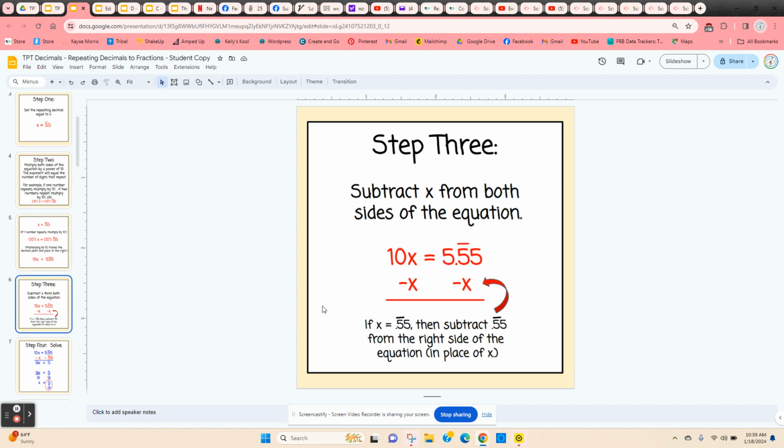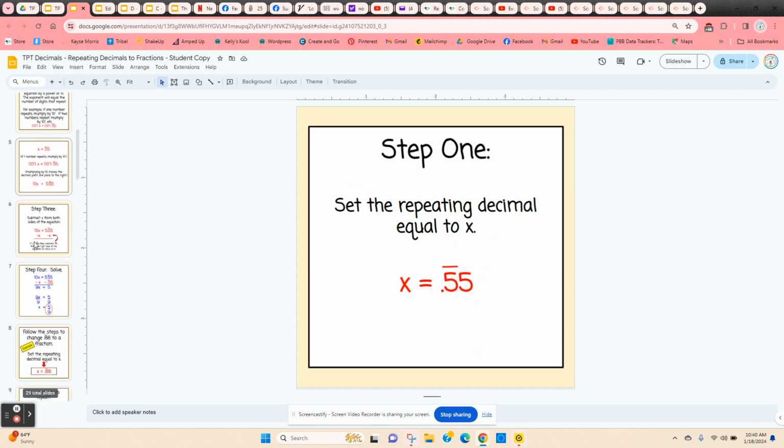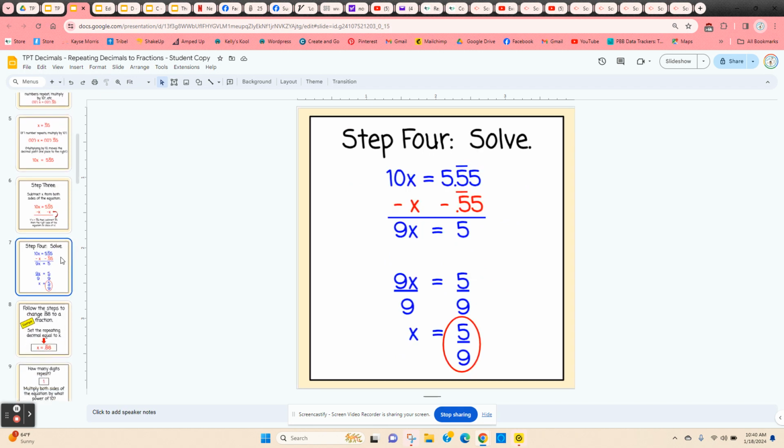Step 3. Now we're going to subtract x from both sides of the equation. Now this is a tricky step because on the left-hand side, we're just going to subtract x. That will give us 9x. On the right-hand side, well, we know what x equals because we set up the equation in step 1. So x equals 0.5 repeating, and that's what we're going to subtract. Slide 7 shows how to do that.